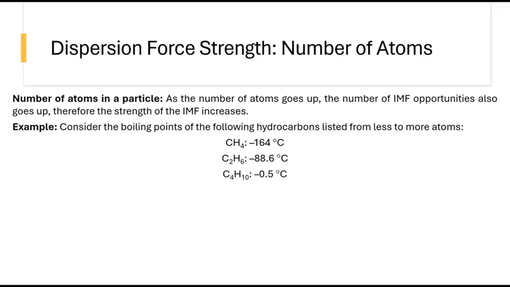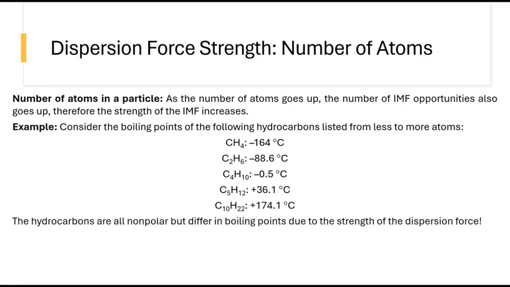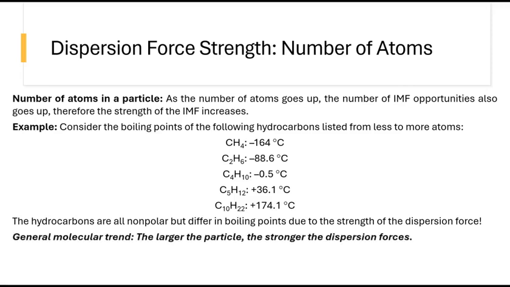C4H10 boils at negative 0.5 degrees Celsius. C5H12 at positive 36.1 degrees Celsius. C10H22 boils at a whopping 174.1 degrees Celsius. The key difference? It's going to be the number of atoms. Even though the hydrocarbons are all nonpolar, they differ in boiling points due to the strength of the dispersion forces. The general molecular trend then, the larger the particle, the stronger the dispersion forces are.